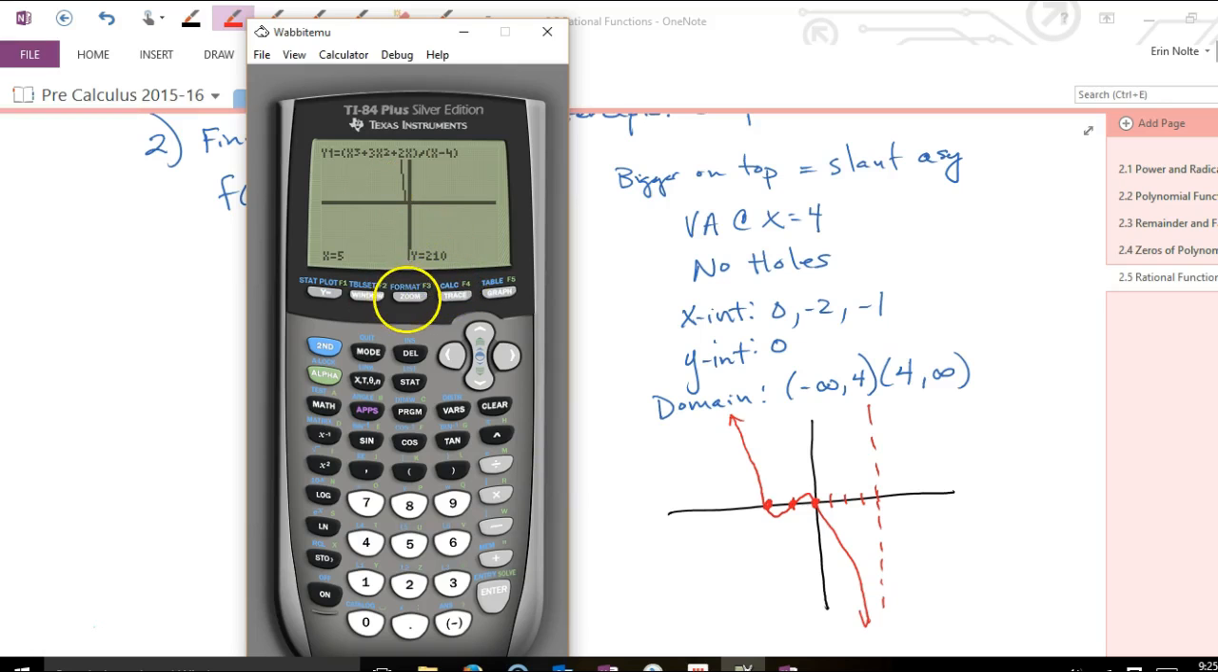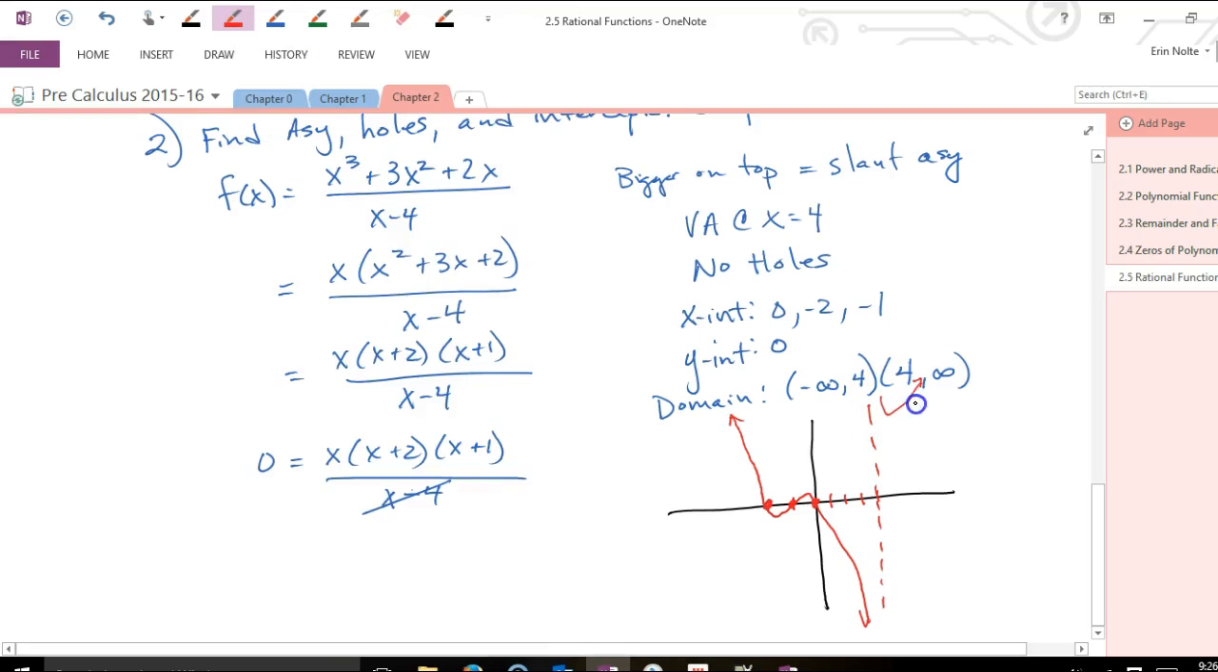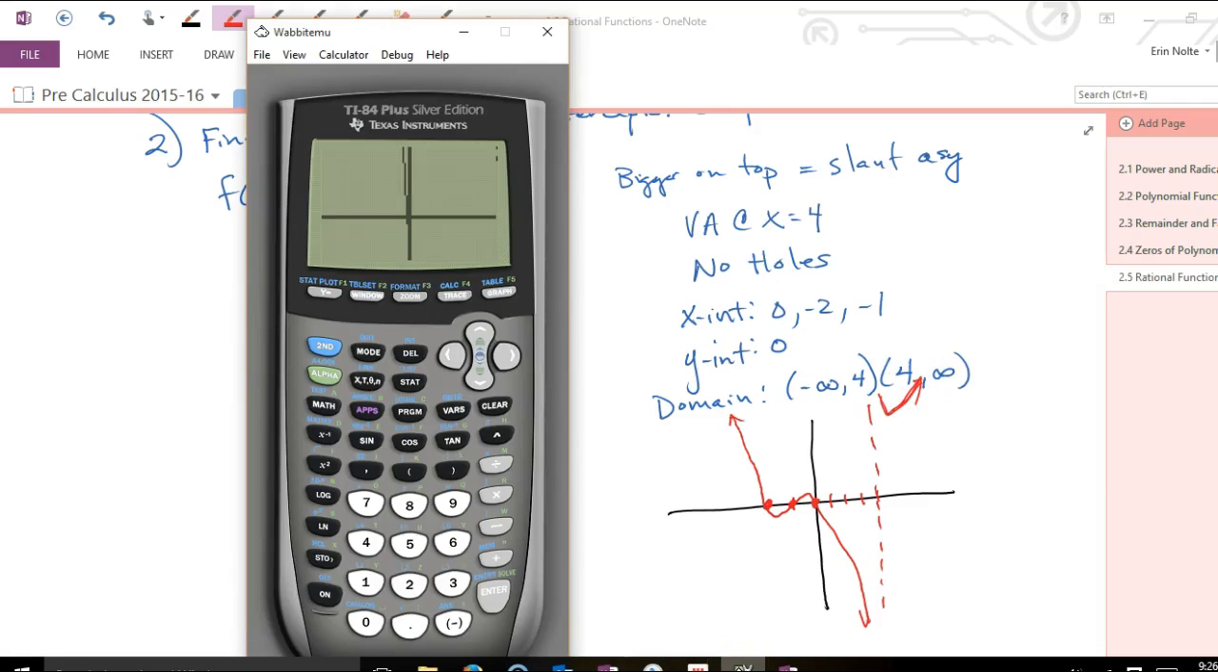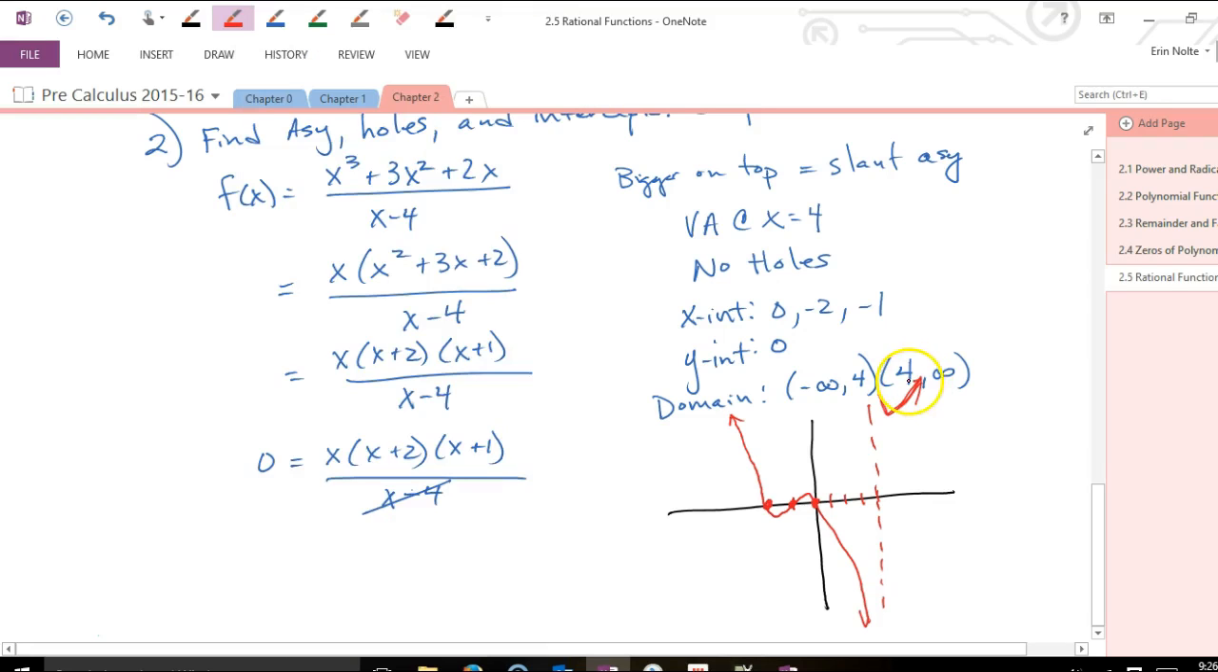Okay, so if I keep zooming out, it would eventually come out to where I could actually start seeing this function. But that's an extremely steep little slant asymptote. So it should exist way up here, kind of going out. Yeah, like that. You should be able to see that on Desmos a little bit better.